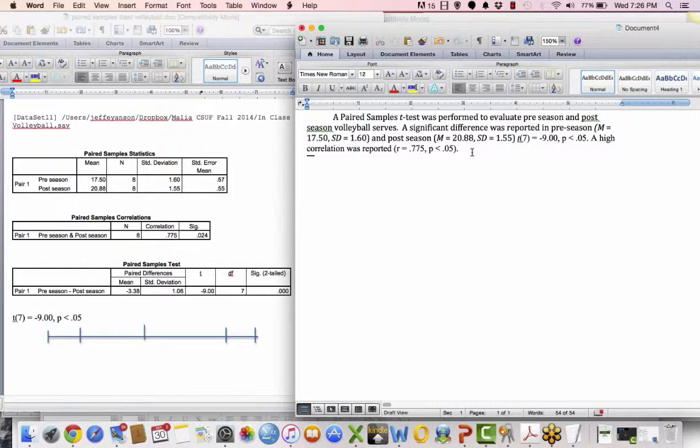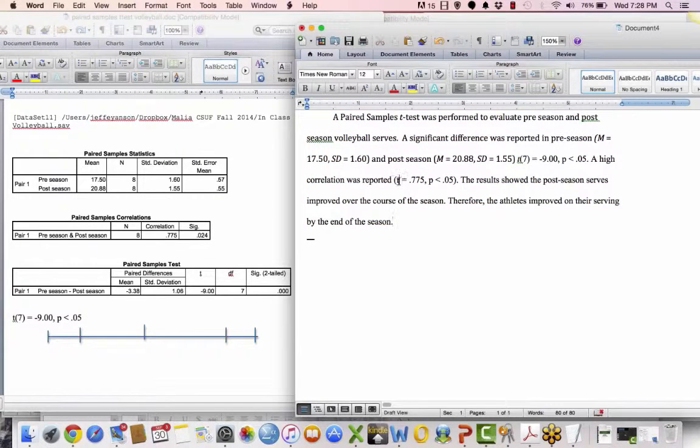Okay. You've done all this. Now it comes time for results. The results showed the postseason serves improved over the course of the season. Therefore, the athletes improved on their serving over the course by the end of the season. Period. That's it. Got to double space it.